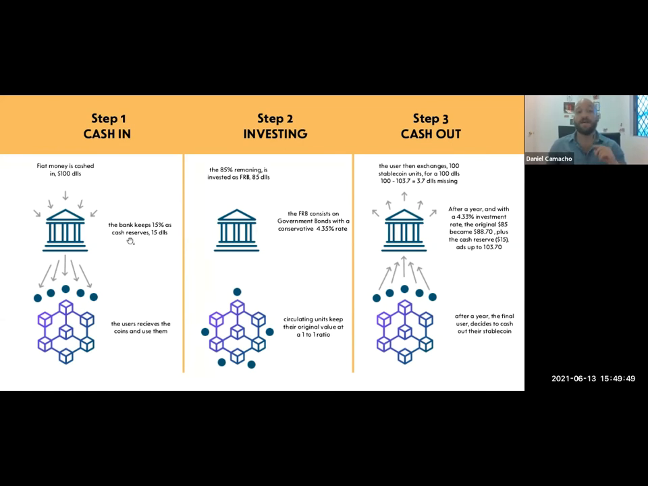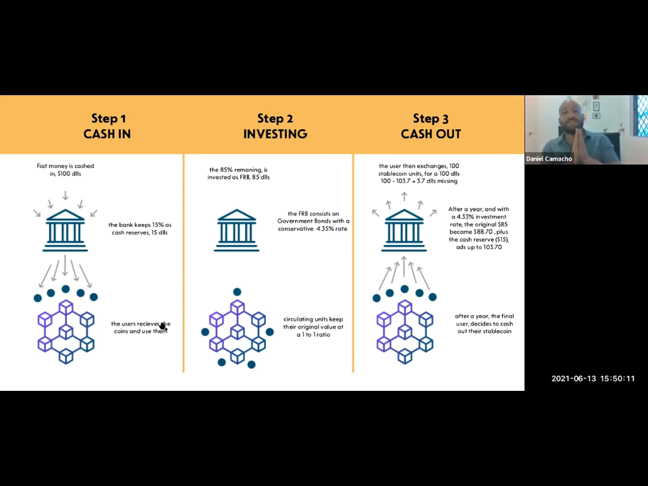The bank keeps 15% as cash reserves, $15. And the user receives the coins and starts to use them, believing that there is a one-to-one ratio between the value he's holding and the value of the reserve, even though in this precise moment, there is no $100 in the bank, it's only $15 in the bank.